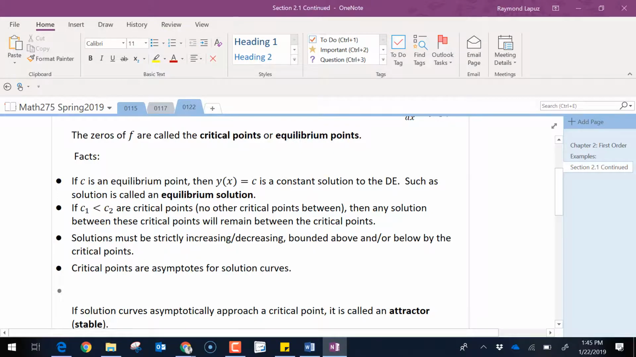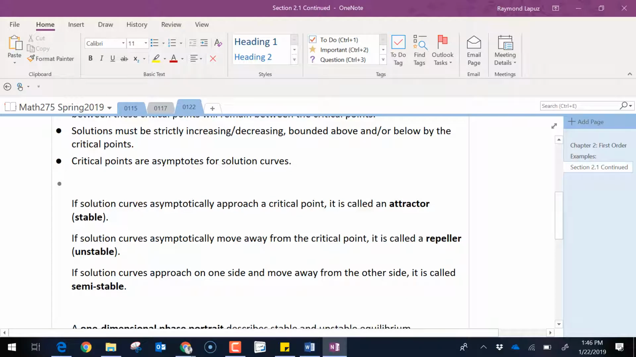Okay, a few more definitions. Solution curves are asymptotically approaching a critical point from top to bottom and from bottom to top. Then that particular critical point is called an attractor.